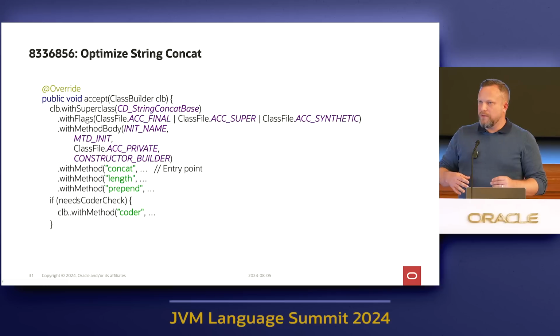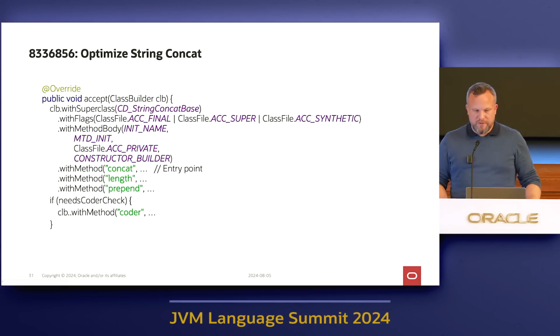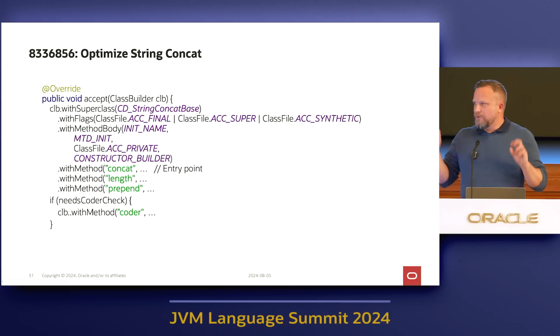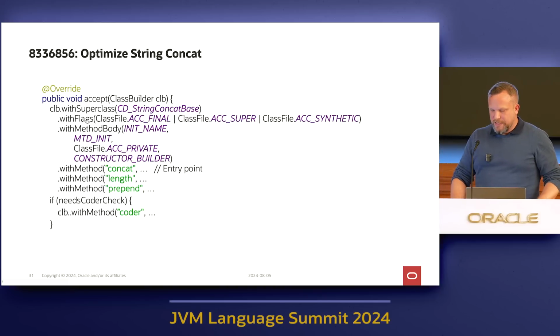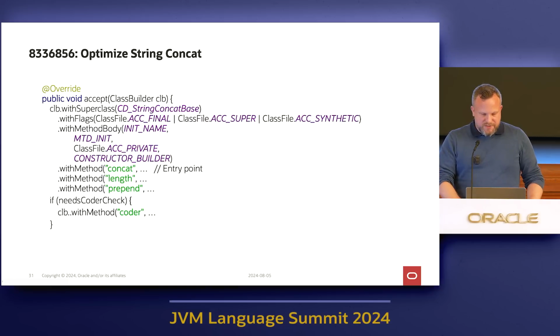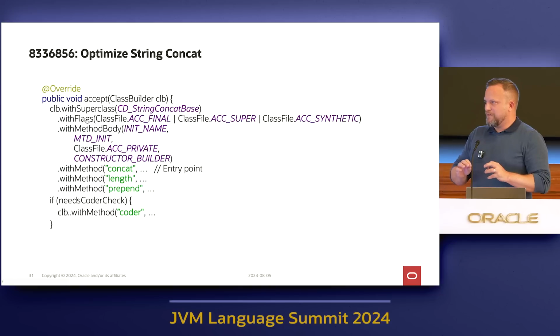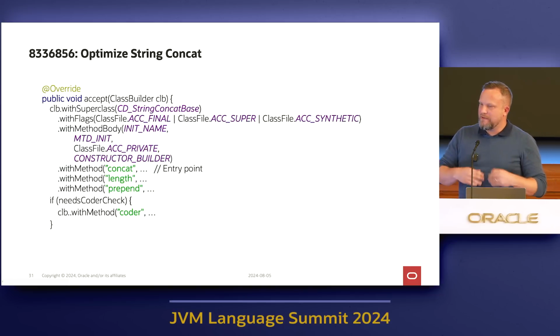Moving whether or not we need to calculate the coder into an optional method, because depending on the shape, there may be no methods that can change whether something is Latin 1 or UTF-16. For example, an integer will never mutate the coder. Then for a certain class of concatenations, we don't need that coder method. That's great. That kind of optimization we couldn't really do with the method handle implementation. So we're already at the point where we're optimizing away from the baseline.